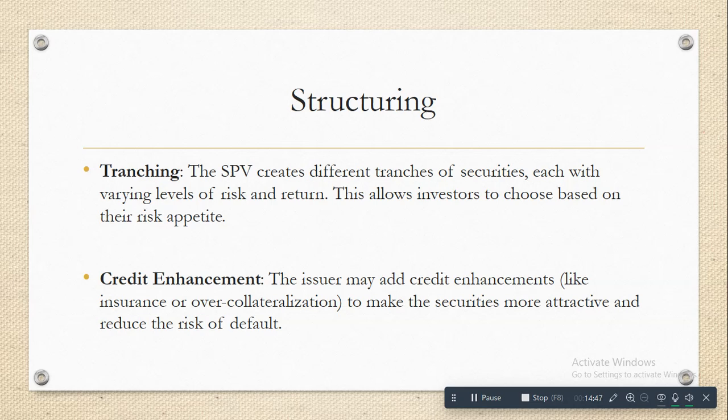Now what the SPV will do is divide these four mortgage loans into tranches. The senior tranche will have all those mortgage loans which are lower in risk and have lower returns. The mezzanine will have medium-risk mortgages and medium returns, and the equity tranche will have the highest risk of default, or of not being repaid, but with very high interest or very high returns. So this is done by the SPV in the tranching phase.